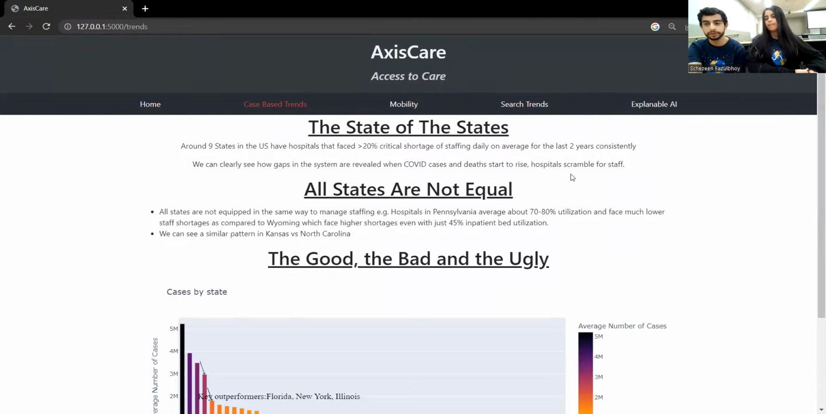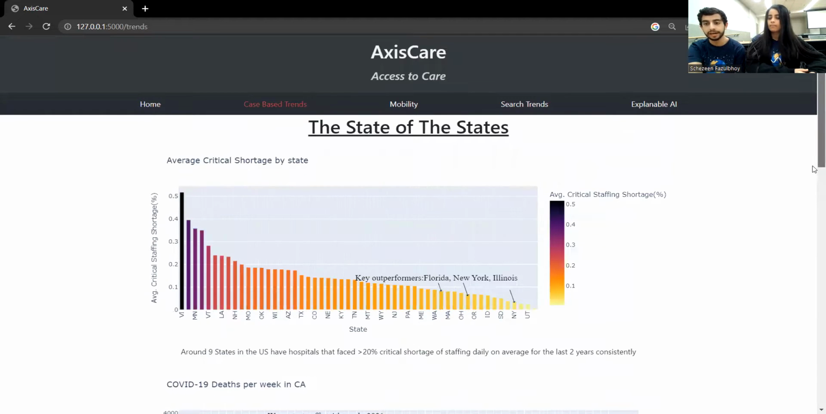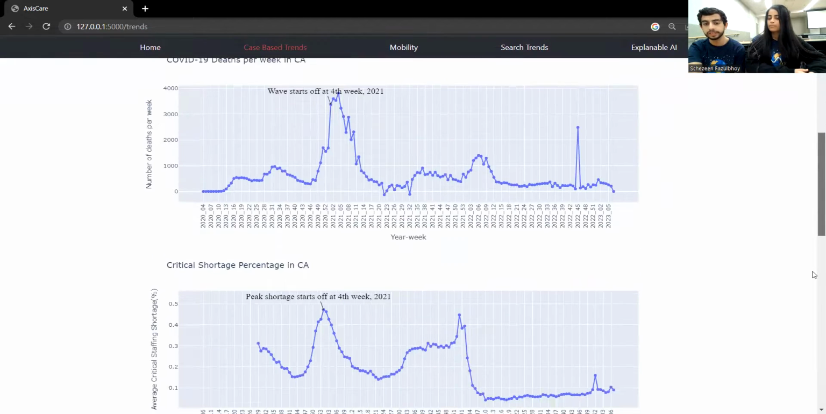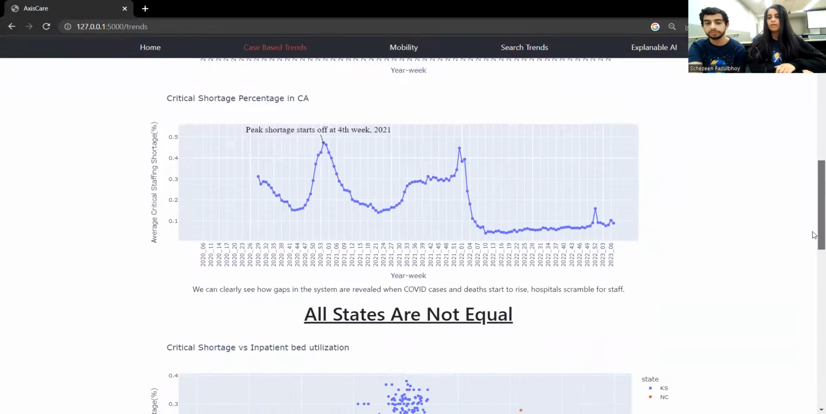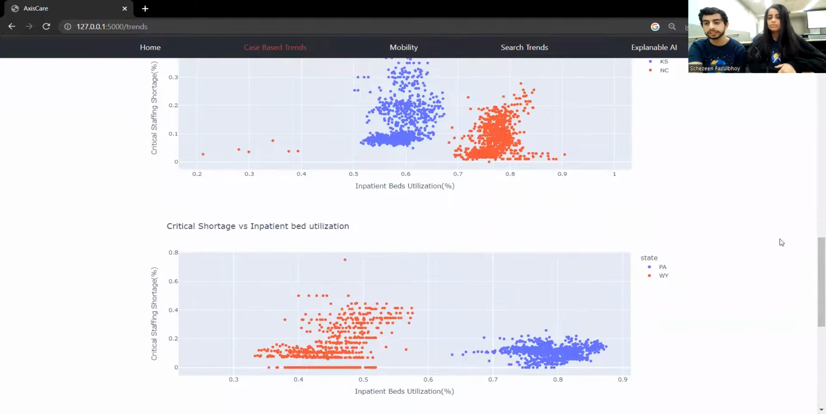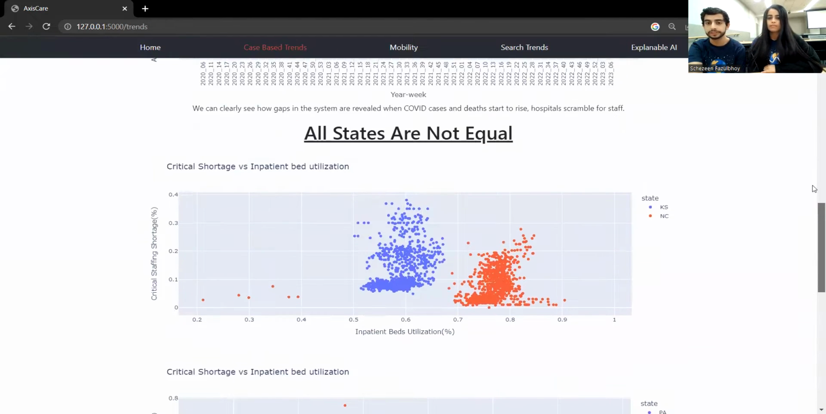Most notably, we tried to understand how the critical staffing shortages are affected, and we actually found out that the COVID impact and the COVID cases really did put a huge amount of burden on the system, and we see a direct relation in the critical staffing shortages and the COVID cases. Additionally, we also see that states, even with the same amount of burden on them, performed differently, and some were able to manage the pandemic load better than others.